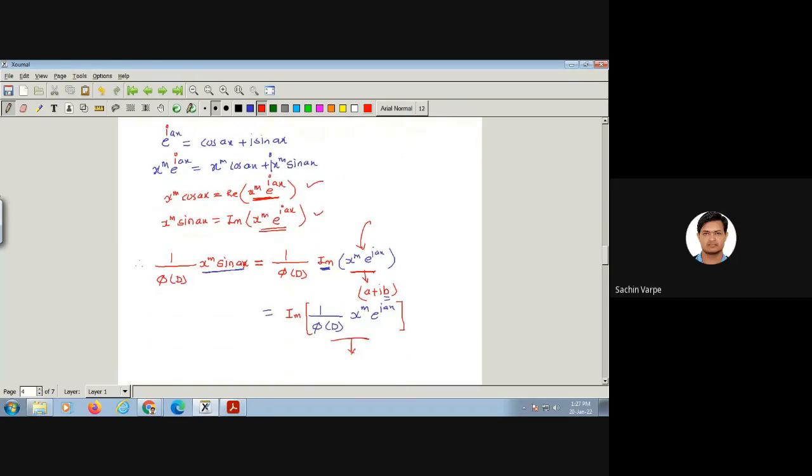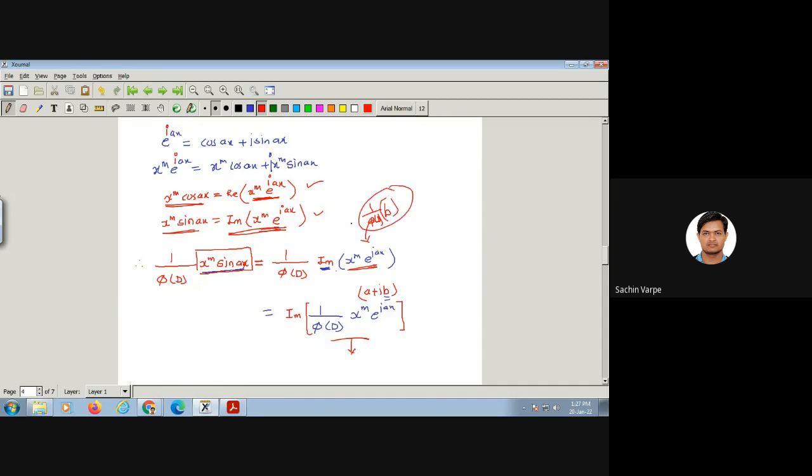ओके ओके फाइन. तो we are discussing the case for x raised to m sin ax. तो अगर मेरा साइन और cos है ना, तो मैंने साइन पकड़ लिया, साइन अगर है तो x raised to m sin ax को मैं कैसे लिख सकता हूँ? Imaginary part of this, so that is what I have written. So what I am saying here, इसका इमेजिनरी पार्ट will be just like b, है ना? इसका जो ये एक्सप्रेशन है इसका imaginary part is suppose b from a plus ib, है ना? And then we are operating 1/phi of D onto that b.